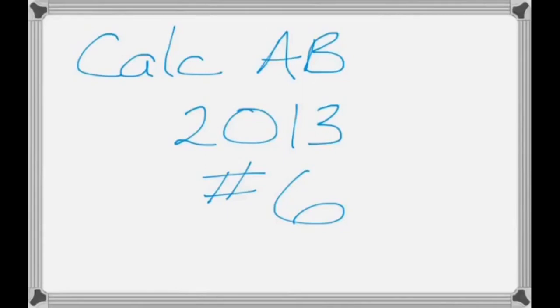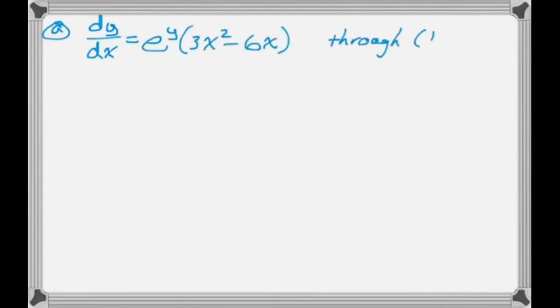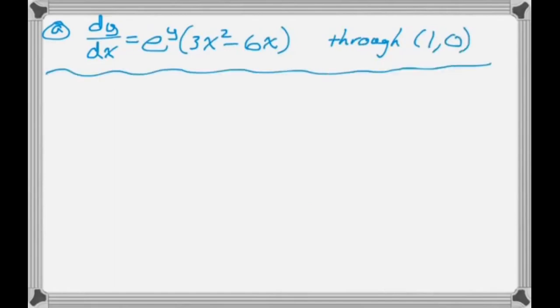This is number 6 from the 2013 Calc AB exam, and it is a separable differential equation problem. So first thing we're told is dy dx is e to the y times the quantity 3x squared minus 6x, and then everything we're going to do is about the particular solution that goes through the initial condition 1, 0. So the first thing we have to do is write the equation of the tangent line. So to do that, we're going to need to know the slope. So that means we need to evaluate dy dx at the point 1, 0.